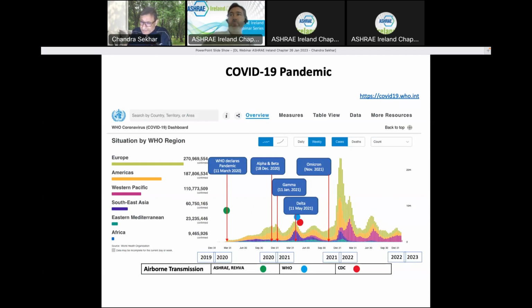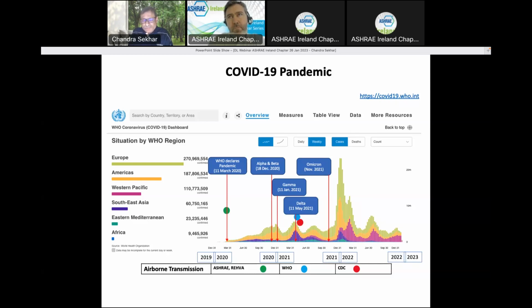And then the evolution in terms of different waves that the world has seen: the alpha, beta back in December 2020, the gamma variant, delta, which was a huge problem globally. The Omicron has been there for the last about 14 months or so, and the various subvariants since then have seen different waves occurring in different places.